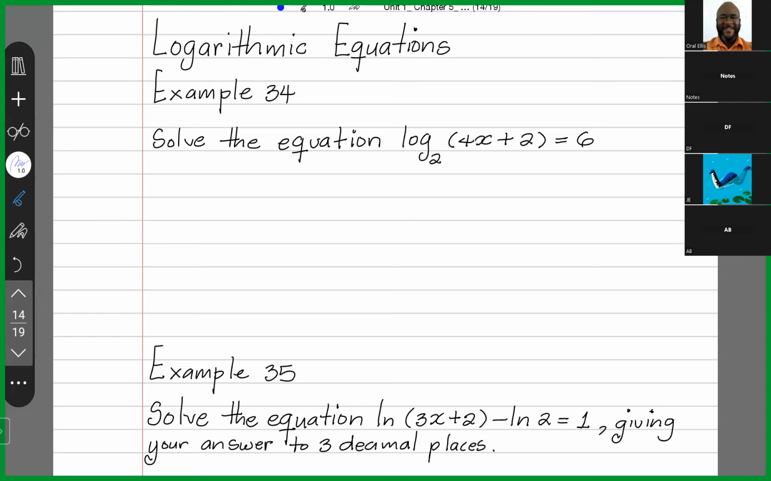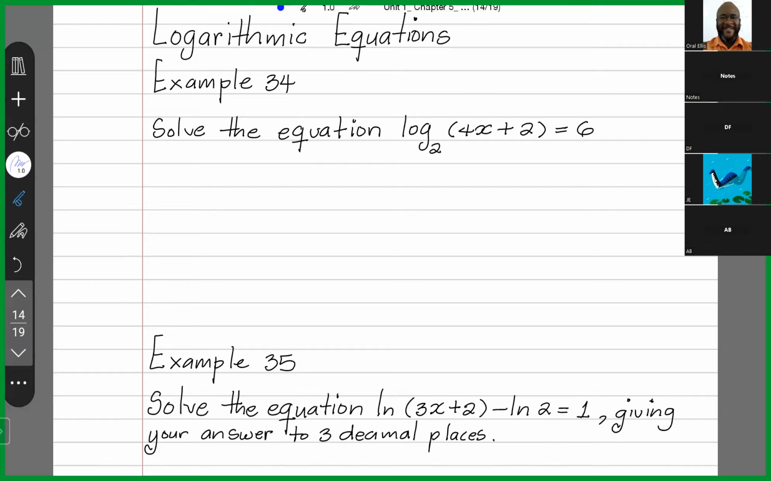All right, so next we're going to look at logarithmic equations. Always a problem saying that word. Logarithmic equations. So let me do example 35. You can double back and do 34.